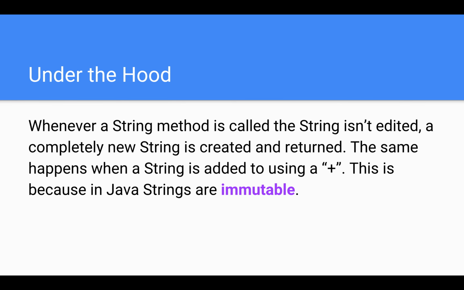Under the hood. Whenever a string method is called, the string isn't edited. A completely new string is created and returned. The same happens when a string is added to using plus. This is because Java strings are immutable.